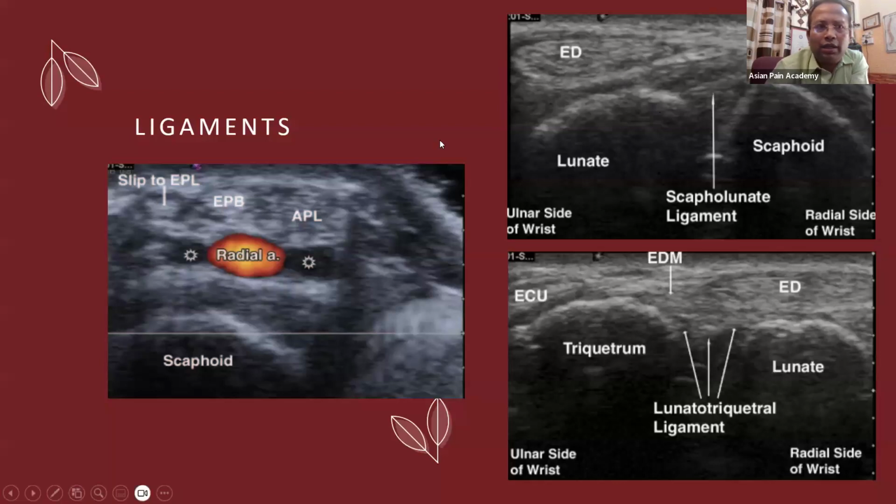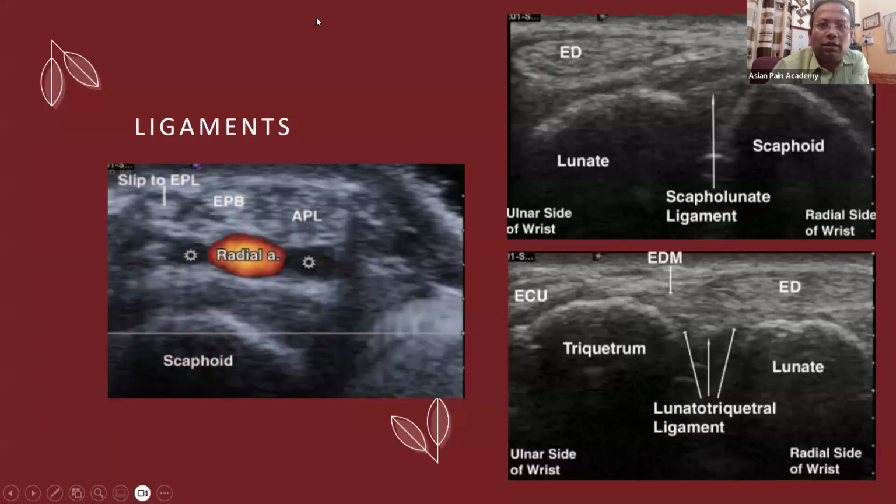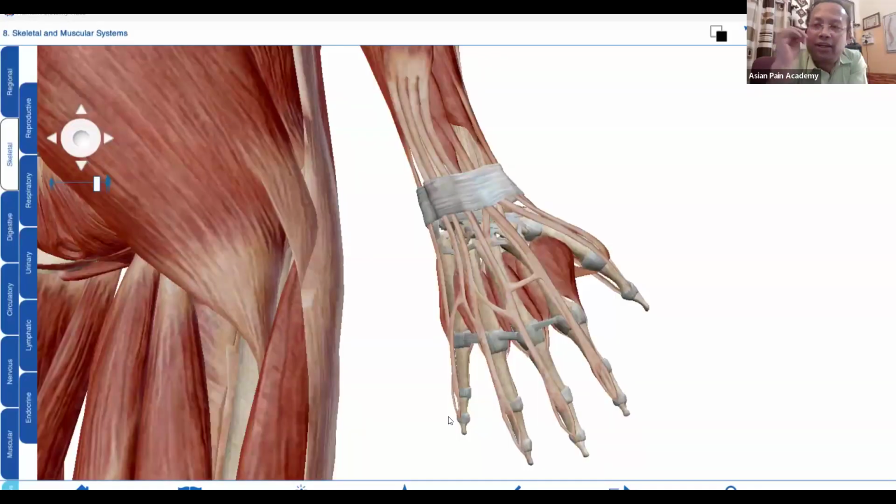So this part I will show by ultrasound. Next part, let us come to the tendons.